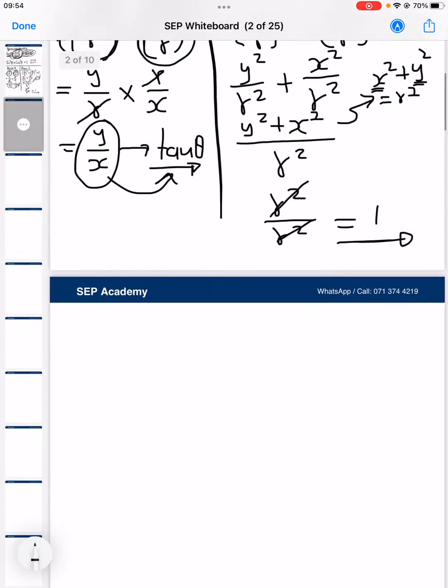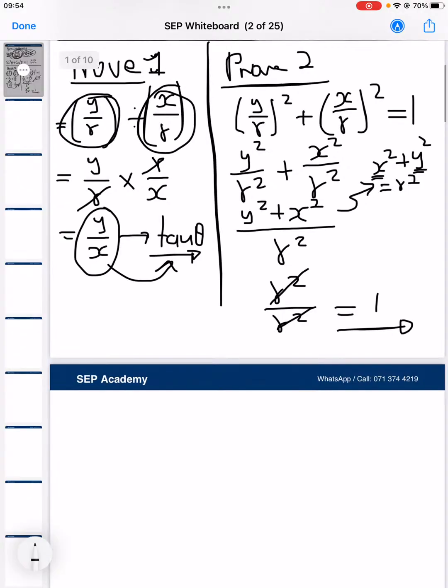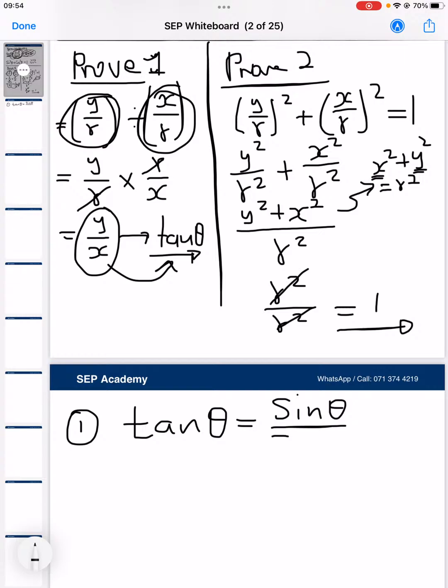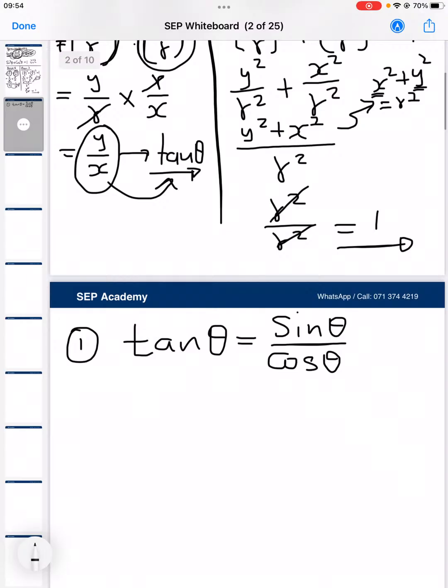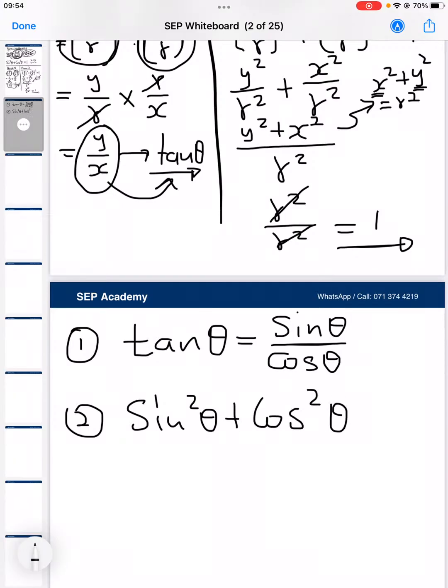So the last part that you need to be aware of is that, number 1, you've just learned that under this topic it's very important to know that tan of an angle equals sine of an angle over cos of an angle. That is number 1. Then number 2, I'm sure you've just learned that indeed sine squared of an angle, when you add it with cos squared of an angle, will be equal to 1.